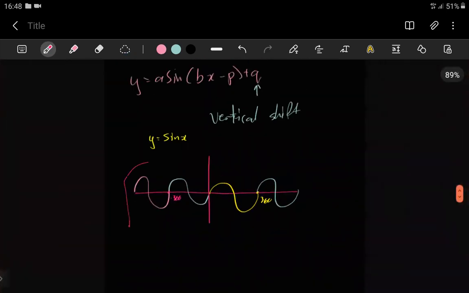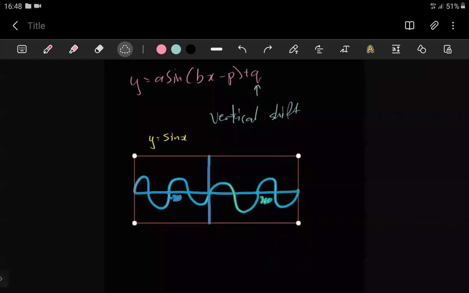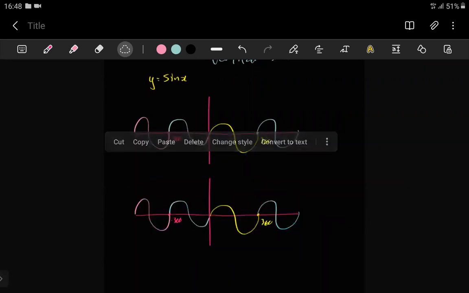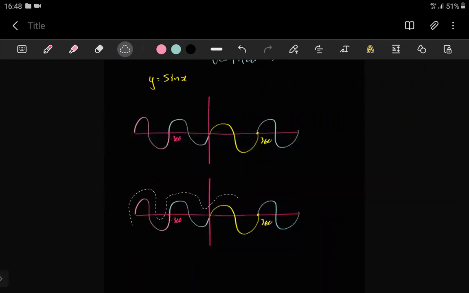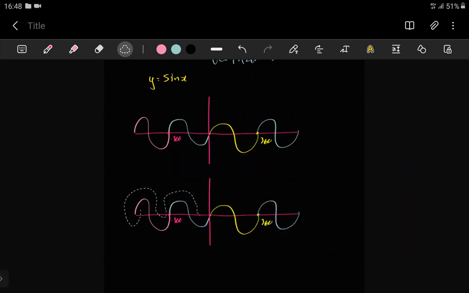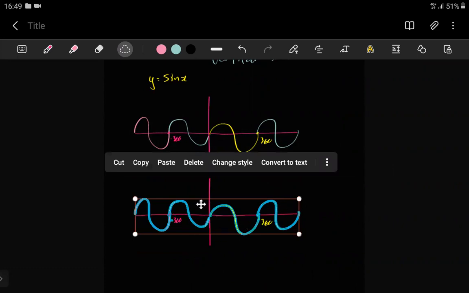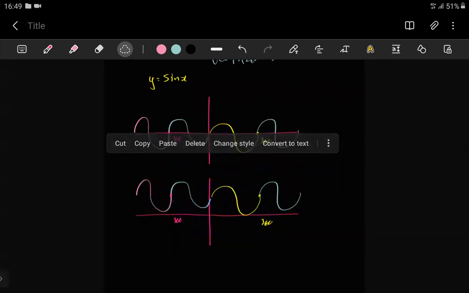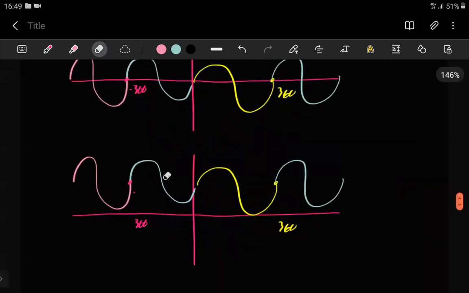So if this graph was moved 1 unit upwards, right? Let me take this image here, copy, and then paste it here. So if this image was moved 1 unit upwards, let's see what that would look like. So if this whole thing was moved 1 unit upwards, it's not very nice to look at, but this is what we could expect.